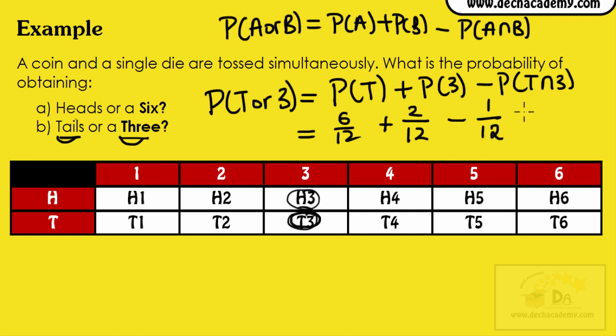Therefore, probability of getting tails or 3 is given by 8 over 12 minus 1 over 12, which is also 7 over 12.